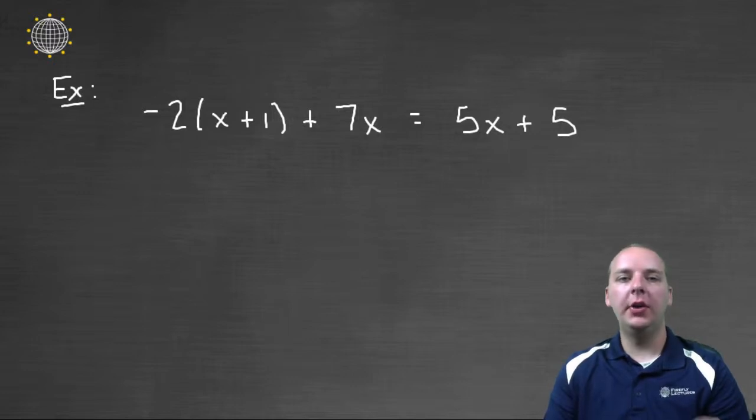Let's try a few more linear equation examples. First example says -2 times the quantity x plus 1 plus 7x equals 5x plus 5.